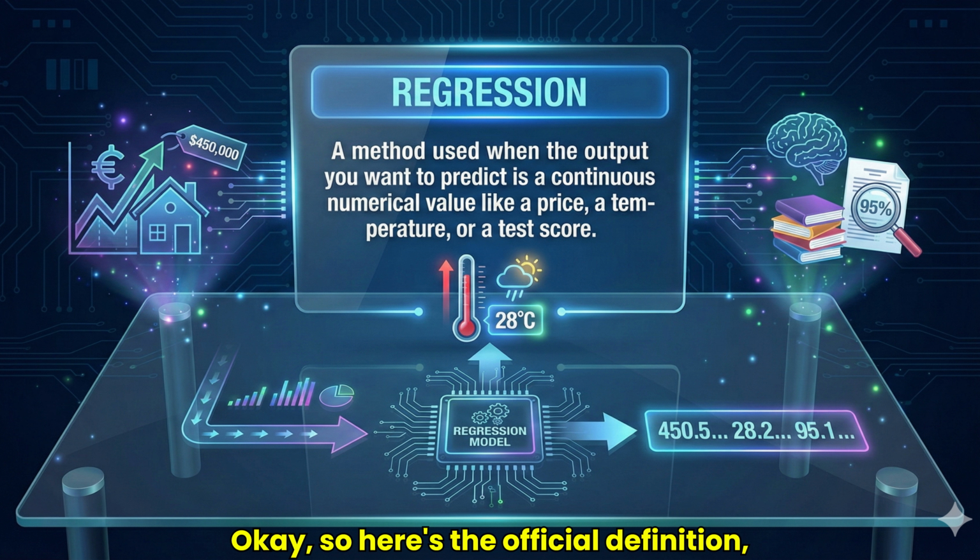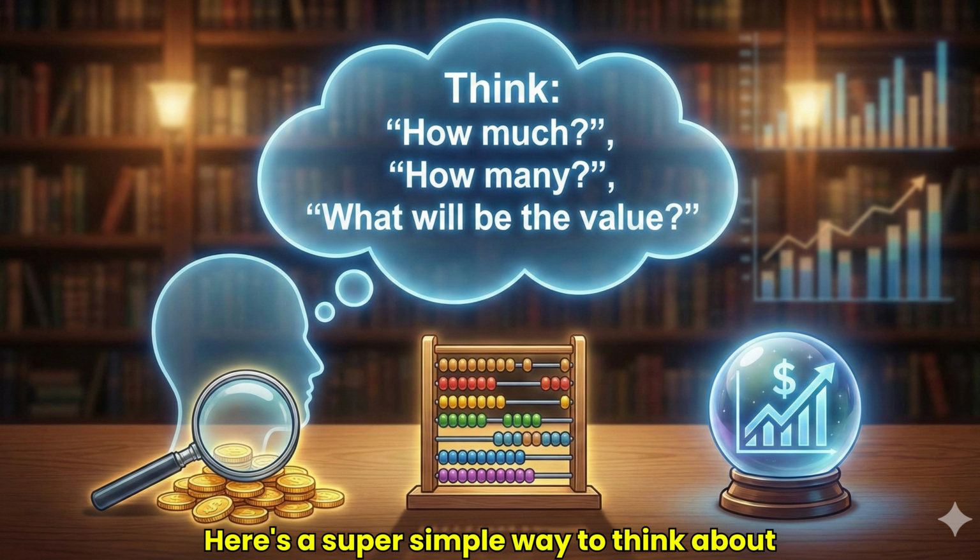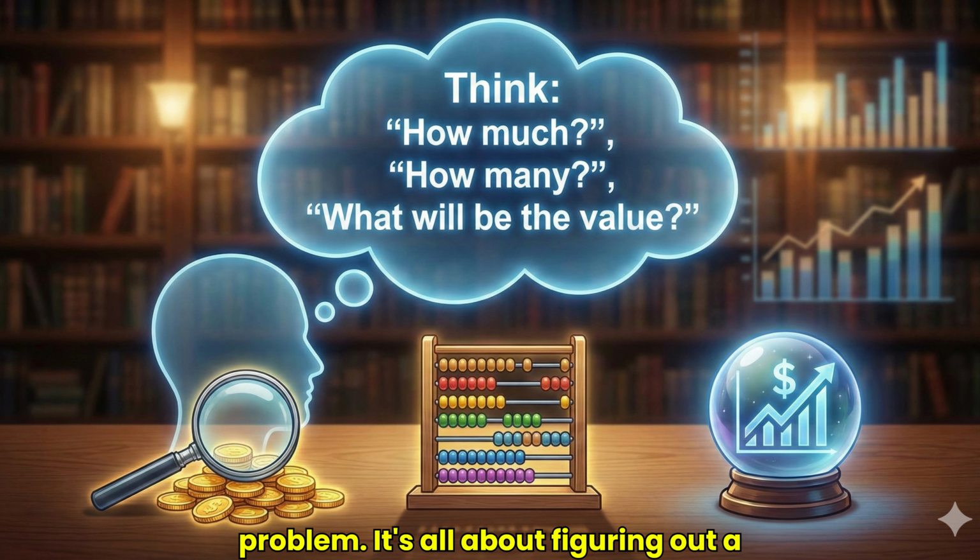Okay, so here's the official definition, but don't let it scare you. Regression analysis is simply the tool data scientists grab when the thing they want to predict isn't a category, like is this a cat or a dog, but a number that can be anything along a spectrum, like a price, a temperature, or a test score. Here's a super simple way to think about it. If the question you're asking starts with how much or how many, chances are you're looking at a regression problem. It's all about figuring out a specific quantity.